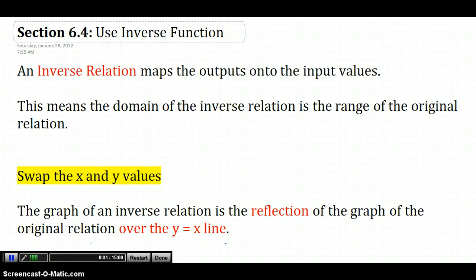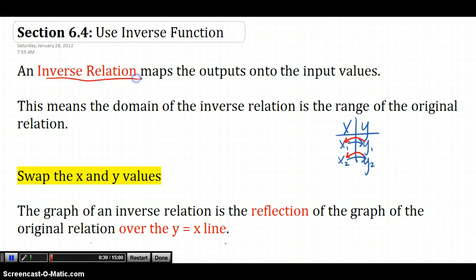Section 6.4 is using the inverse function. If we take a look back at what a regular function is, we had inputs, which were our x's, and our y's, which are our outputs, and our inputs were mapped to our outputs. That's how we got a function. An inverse relation is basically just the opposite. Our outputs are now mapped to our inputs, so essentially we're going backwards.